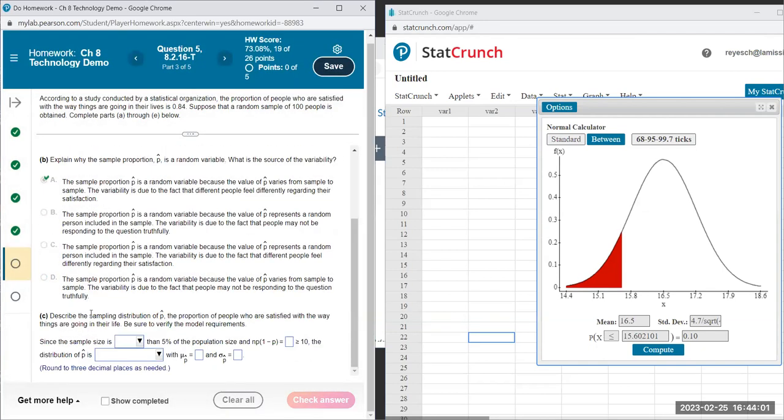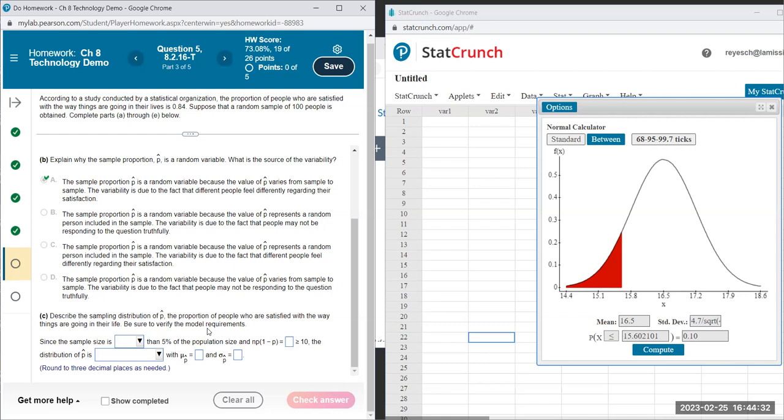Describe the sampling distribution of p hat. So now we're not talking about one group of 100, like they originally said for part A. Now we're saying a sampling distribution of a bunch of proportions. We go to one group of 100 and see what percent of that group said they were satisfied. Then we ask a different group of 100, and see what percent of those were satisfied. We keep repeating this, and then we make a graph of all those proportions we collected among the different groups of size 100.